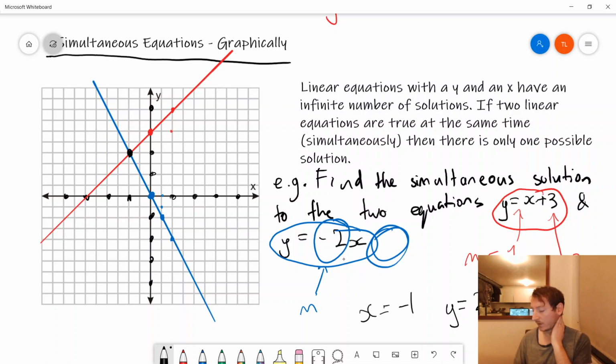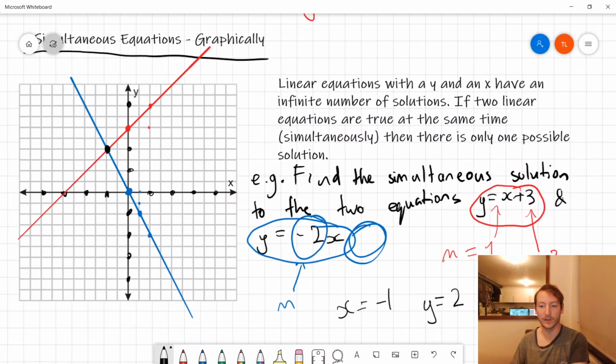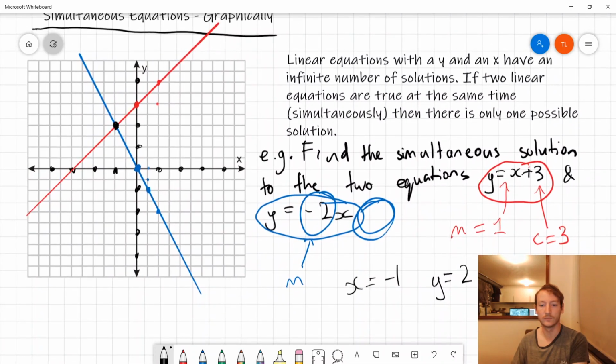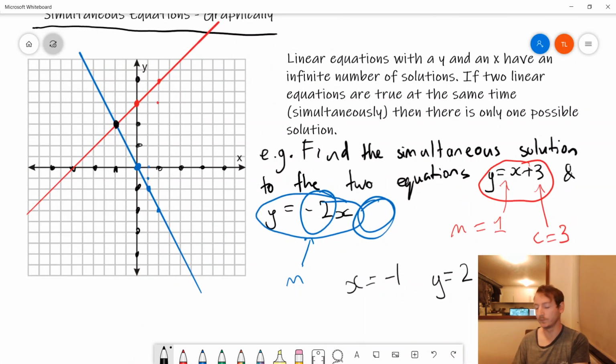We can try it. Negative 2 times negative 1, well, that's positive 2. Yep, that's true. Y is positive 2. Alright, let's try this one. Negative 1 plus 3 is positive 2. Yep, that works as well. So there you go. Sorry, I've written it a bit off the page at the bottom there. That's how you do it. It's as simple as that.